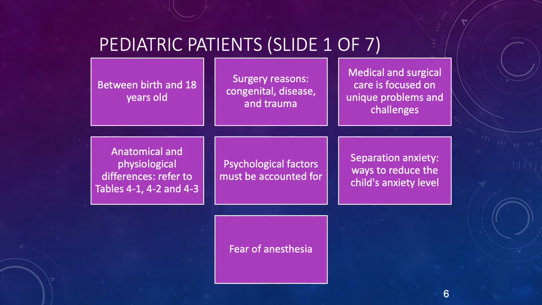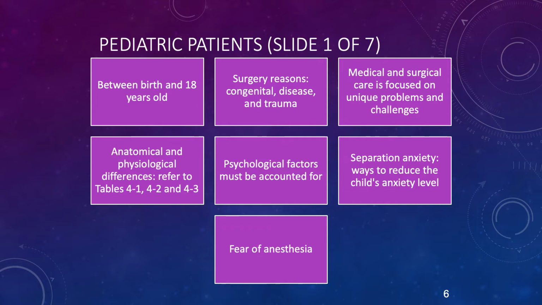Children have surgery for the same reasons that anyone else does. It could be a congenital abnormality, something they're born with, a disease, or a trauma. However, this does not mean that children are little adults. They have anatomical and physiological differences that significantly impact the surgery and the surgical team. So be sure to familiarize yourself with the information in tables 4-1, 4-2, and 4-3 concerning pediatric anatomical and physiological considerations, as well as heart rate ranges and respiratory rates.